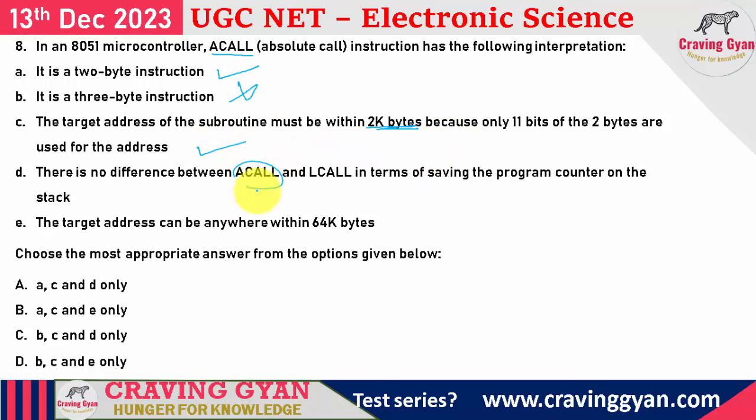There is no difference between ACALL and LCALL, they are telling. It is wrong. In the fifth option, the target address can be anywhere within 64 kilobytes. Yes, it can be anywhere within the 64 kilobytes of memory. So A, C, E is going to follow. Nothing but option B is correct.